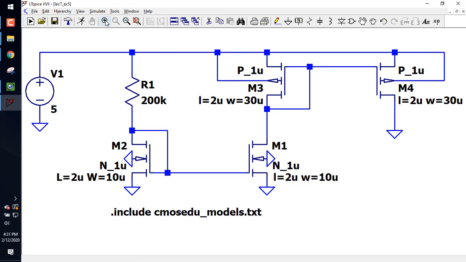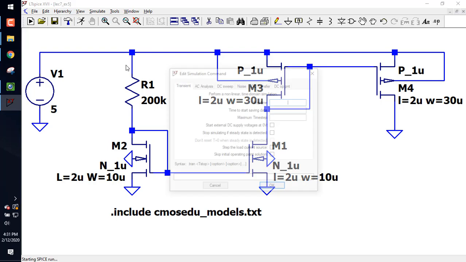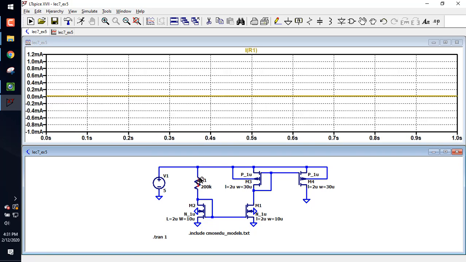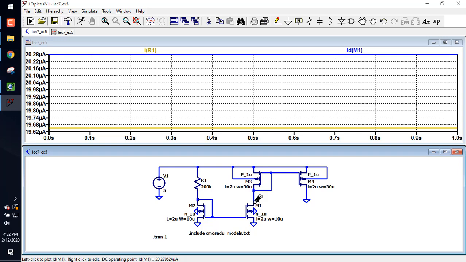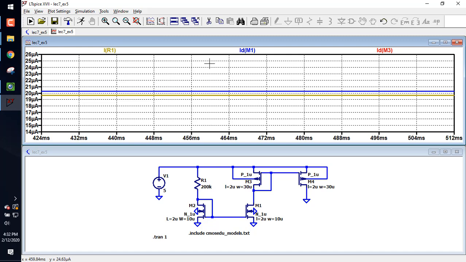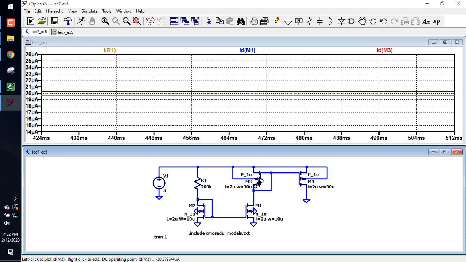20 micro. Let's poke the running man and just do a transient time of 1 second just to look. Here's the current flowing through the left. Here's the current flowing through here. How do you think the current flowing through here is going to be different than the current flowing through here? It's going to be the same, right? Boom, there it is. Why isn't it exactly the same, or is it? No, it should be exactly the same. There's no other place for the current to flow here.